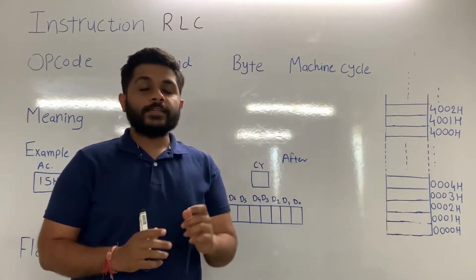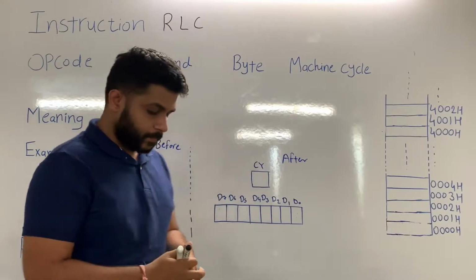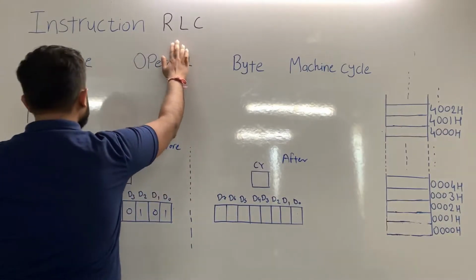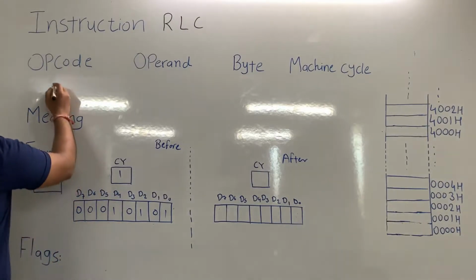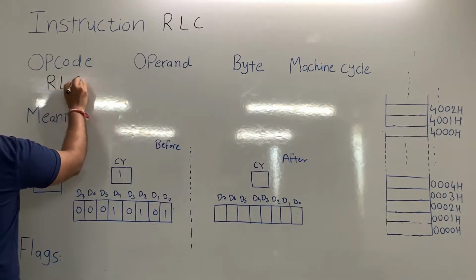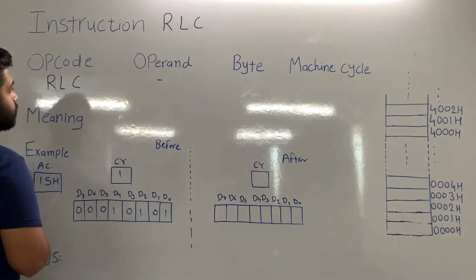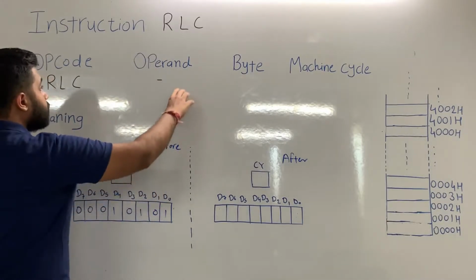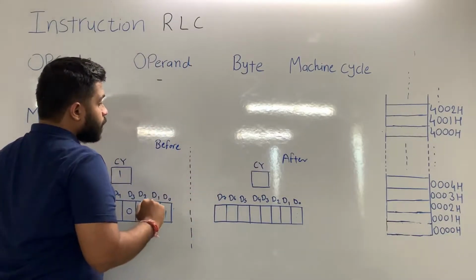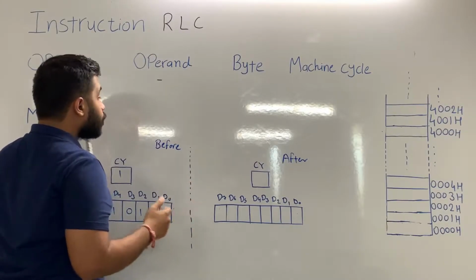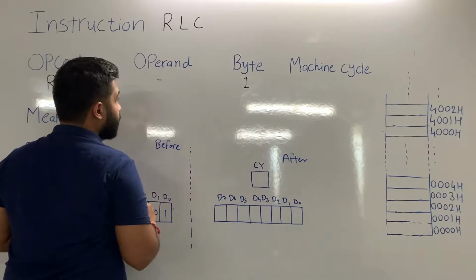So now we are going to see the next logical instruction, that is RLC. For this instruction, the whole instruction is considered as opcode. So opcode is RLC. No operand is present in this instruction. In this instruction, you can see that no data is present. So when no data is present in the instruction, it means that the instruction is of only 1 byte.